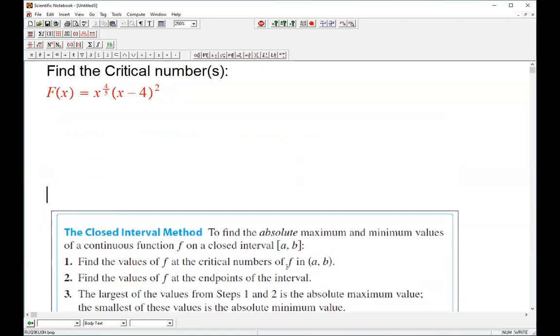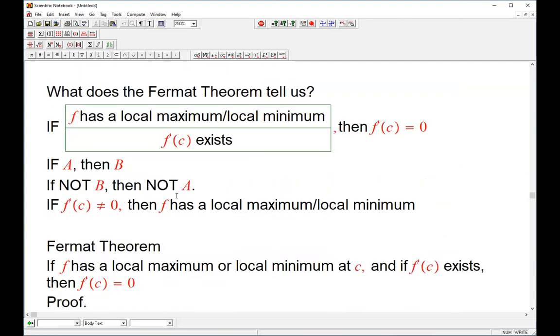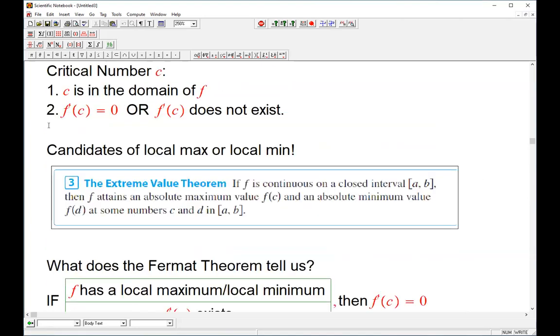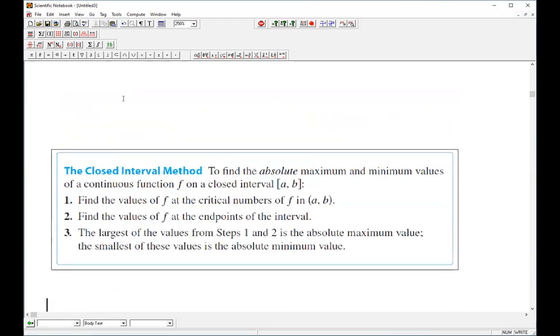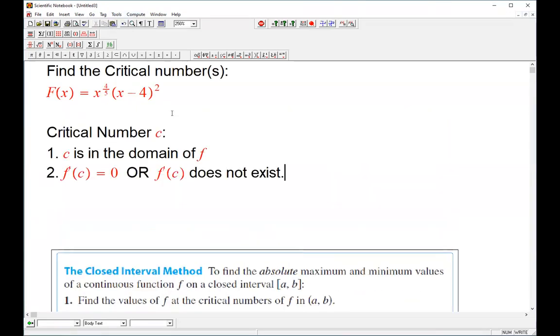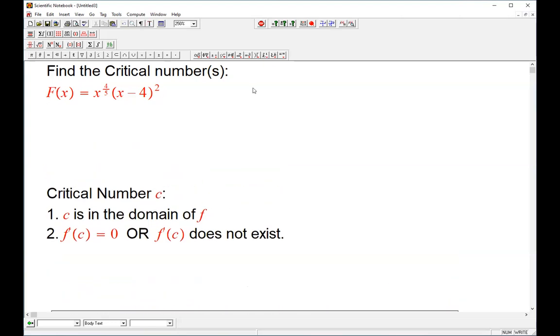So we don't have a closed interval here. We just find the critical numbers. So what is the definition of critical numbers? We know the definition, which is right here, so I'm going to bring it up for our reference. In order to find critical numbers, first of all, the critical number must be in the domain of the function. Let's see, what's the domain of this function? We take the fifth root, so obviously the domain is all real numbers.